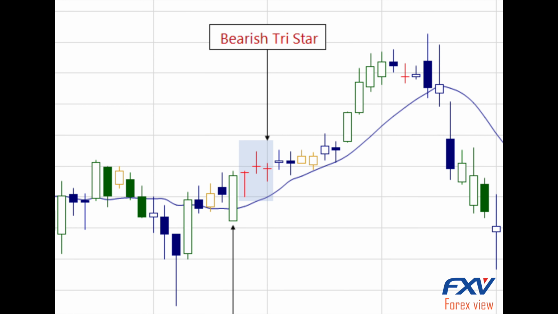So as a recap, the Bearish Tri Star Doji has to meet the following criteria. The trend must be bullish, all three candles are dojis, the second candle performs a positive gap, and the third candle performs a negative gap.